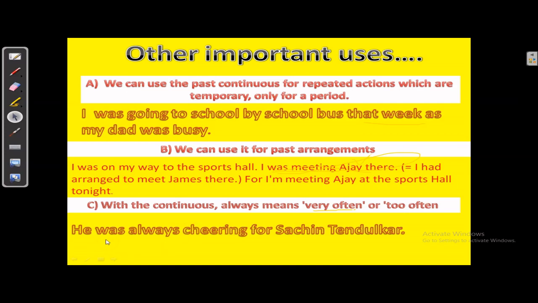Somebody has a habit of repeating something, and here the person has the habit of cheering for Sachin Tendulkar, and that's why he was always cheering for Sachin Tendulkar is an example for the past continuous to be used. Was plus v1 plus ing, cheering is used here. So I think this will clear all the things in your mind about the past continuous tense. Let me see what you can learn from the video that I made for the past continuous.